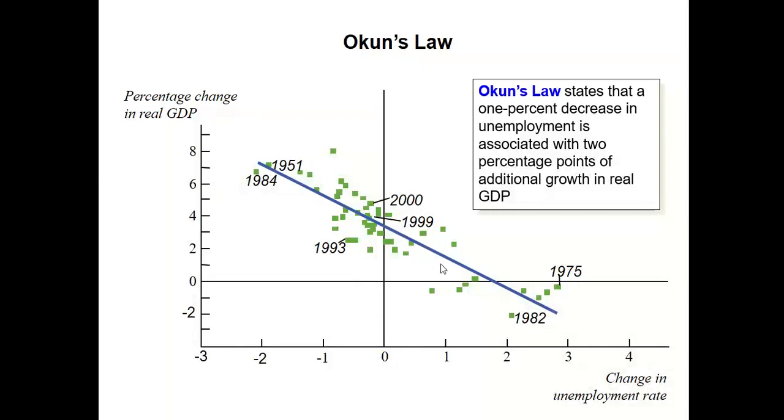If the unemployment rate decreases, then real GDP increases, and if the unemployment rate increases, then real GDP decreases. So there is a negative or inverse relationship between these two variables.